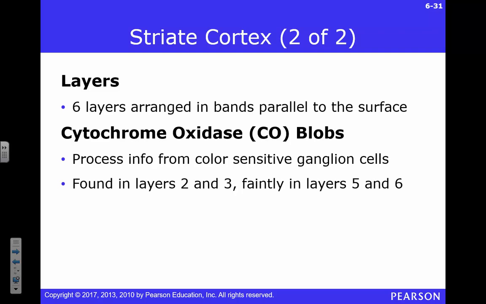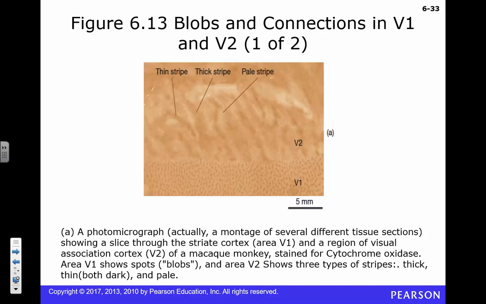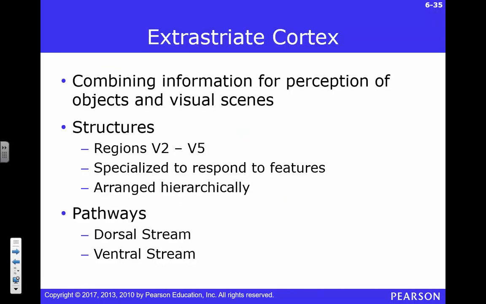Don't worry about your cytochrome oxidase blobs. This is just showing you that it's a layered structure. This is layer 4. Notice layer 4 now has 4 layers in and of itself. We just didn't add 3 layers. See, now it has 9 layers. Don't worry about thick and thin stripes. They're exciting, but I'm not going to ask you about them.